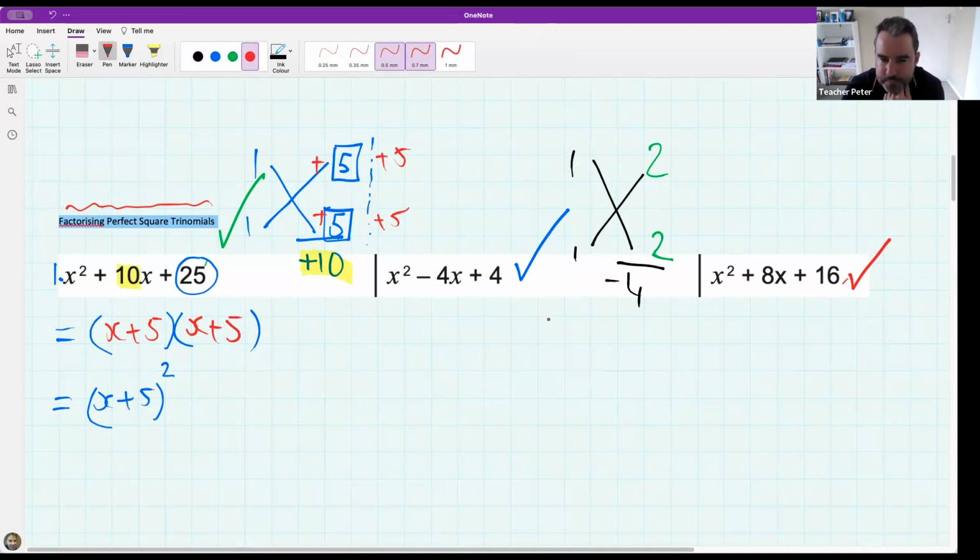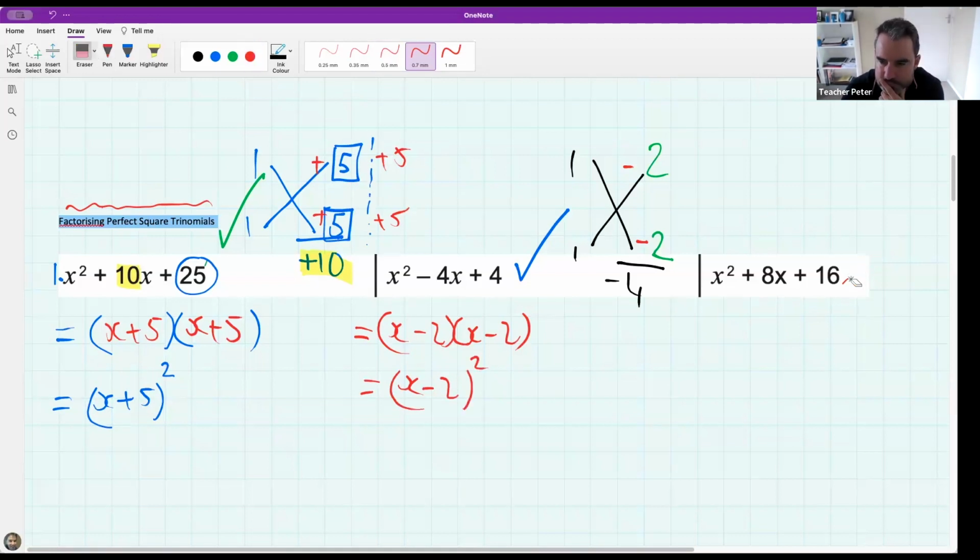Okay. I think that has to be a minus. So this is going to be x minus 2 times x minus 2. Or we could write it as x minus 2 squared. So that is the second one. Now I want us to do the third one. Can you factorize this trinomial?